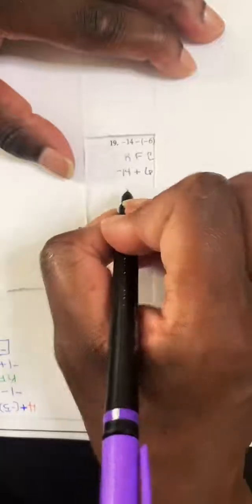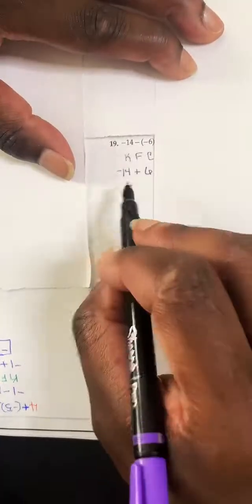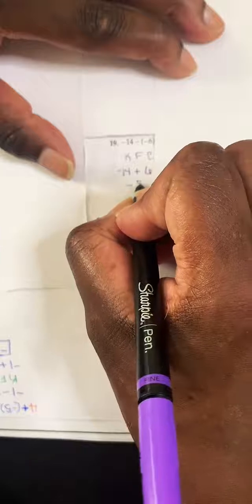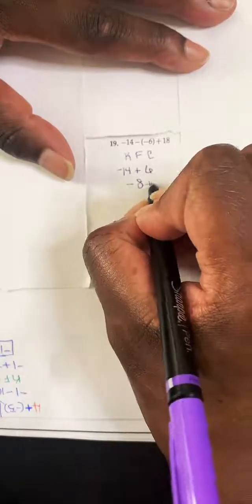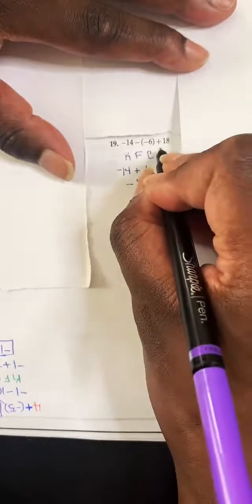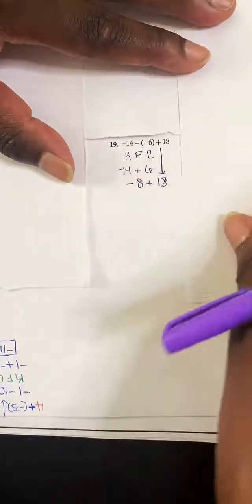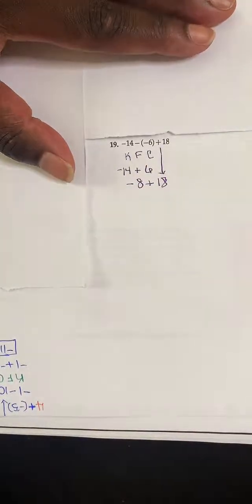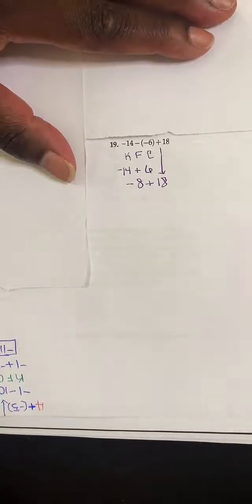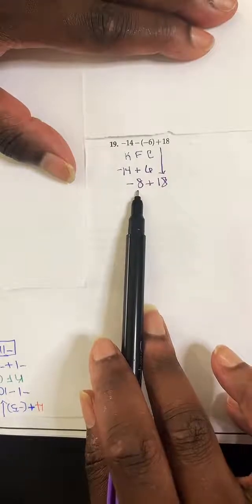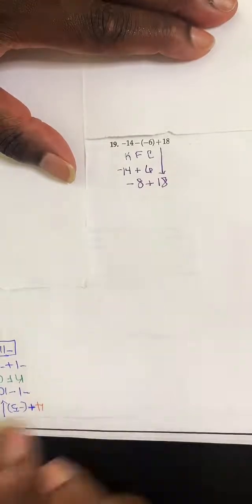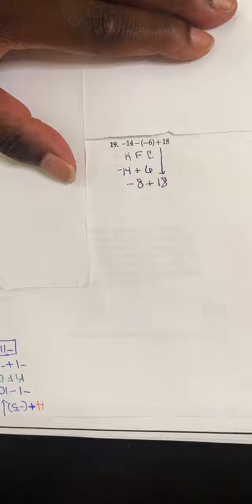So since that 14 is negative, boom. And then 14 minus that 6, that will give us our negative 8. So now we're going to bring down that plus 18. Okay, let me put that to the side. So negative 8 plus 18. If you want to think about it, you have $18. You spent 8. How much money do you have left over? There you go, Emma. Emma says 10.